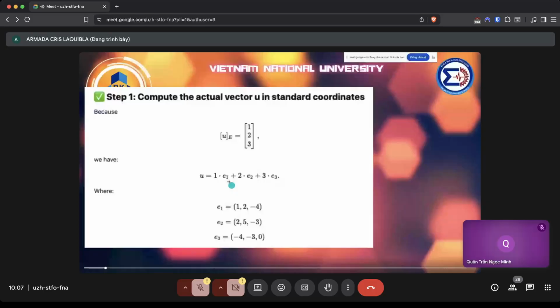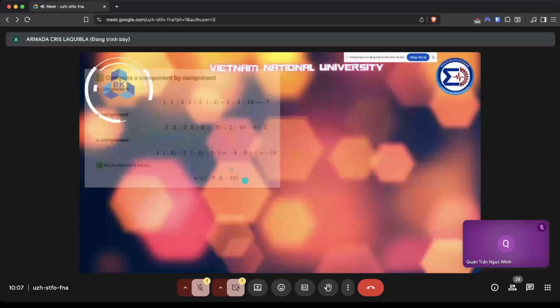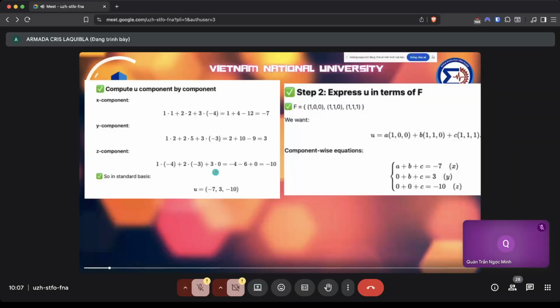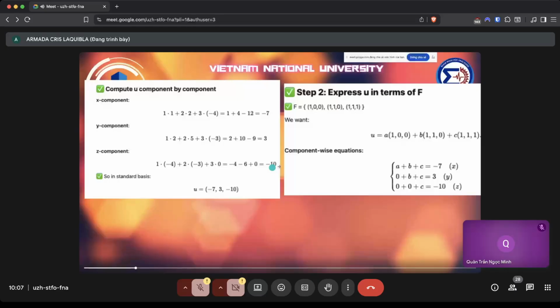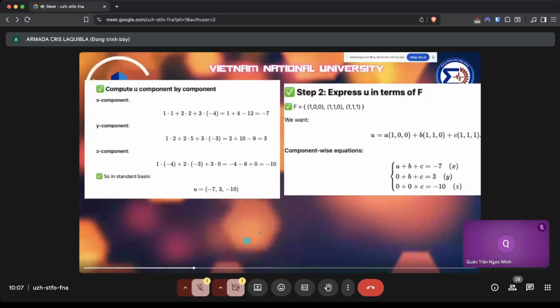So 1 times negative 4, 2 times negative 3, and then 3 times 0. So here, 3 times 0. And you have the negative 10. So we have negative 7, 3, negative 10. So this is now your original U.